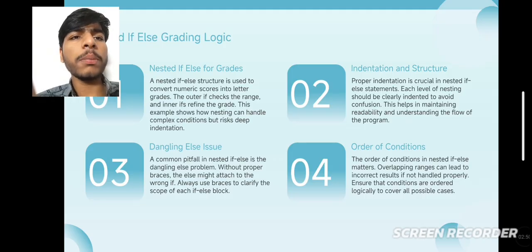Dangling else issue. A common pitfall in nested if else is the dangling else problem. Without proper braces, the else might attach to the wrong if. By this, we can get an error in the code. Order of conditions. The braces need to be placed carefully according to the code.